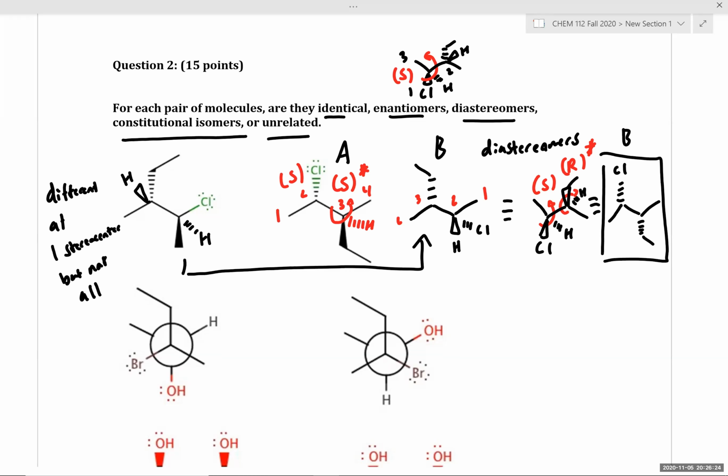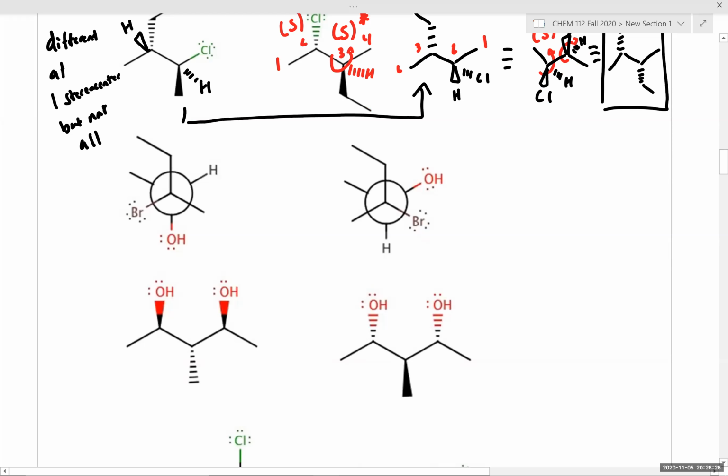Okay, let's look at this next example. This one is a little bit interesting, and you're going to need to be really careful with these examples. We're going to start by converting each of our structures into dash wedge notation. Now this is a Newman projection, so that means we're going to have to break out our cameras and our model kits.